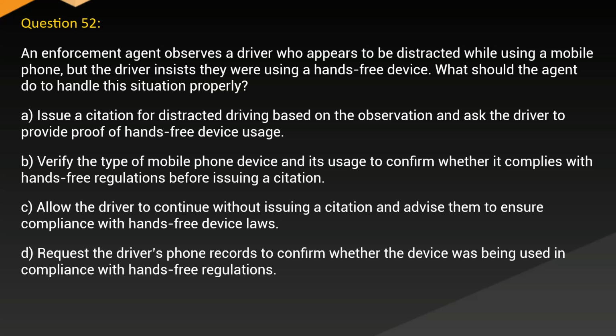A. Issue a citation for distracted driving based on the observation and ask the driver to provide proof of hands-free device usage. B. Verify the type of mobile phone device and its usage to confirm whether it complies with hands-free regulations before issuing a citation. C. Allow the driver to continue without issuing a citation and advise them to ensure compliance with hands-free device laws. D. Request the driver's phone records to confirm whether the device was being used in compliance with hands-free regulations.